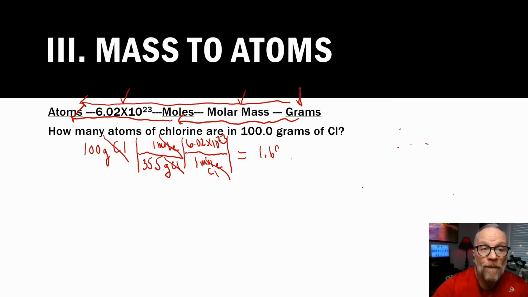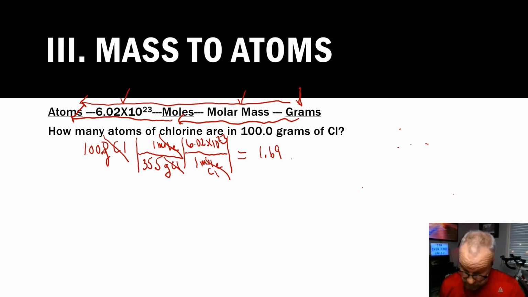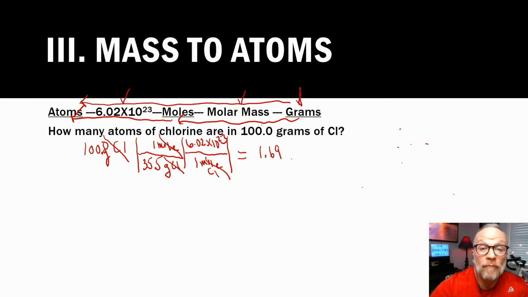So it's 100. This is 100.0, by the way. So we got 1, 2, 3, 4 significant figures. 1.696 rounds to 1.695-something atoms of chlorine.